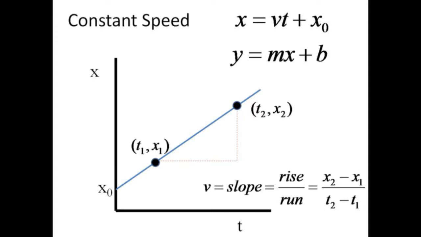Two points are enough to uniquely determine the slope and intercept. The velocity of this graph is the slope and is found from the rise over the run, or the difference in x values divided by the difference in the corresponding time values.